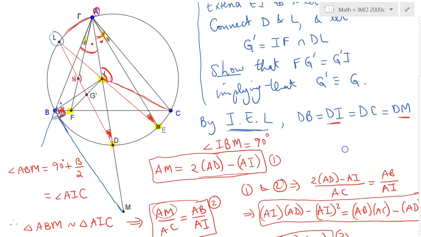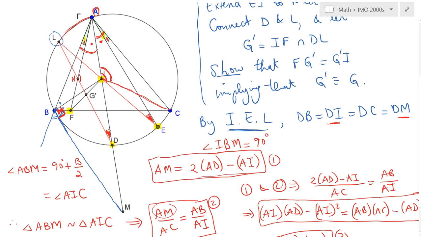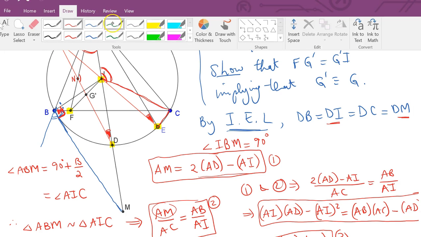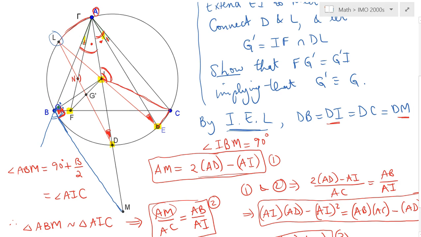For AF, I need another set of similar triangles, and this time I claim that triangle ABF is similar to triangle AEC. The reason is very simple. If you connect these two points, let me use a different color. Obviously, this angle is angle B, ABF I'm using, and this one is also angle B, because both subtend minor arc AC.